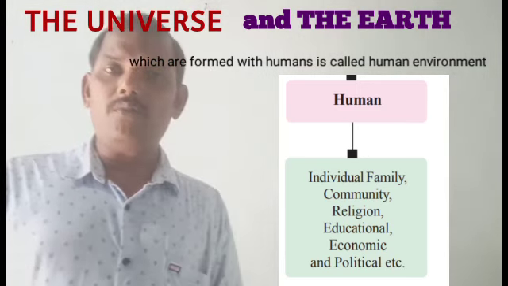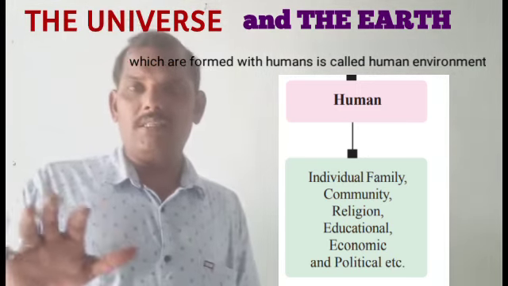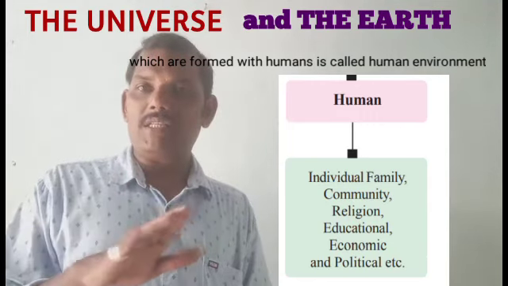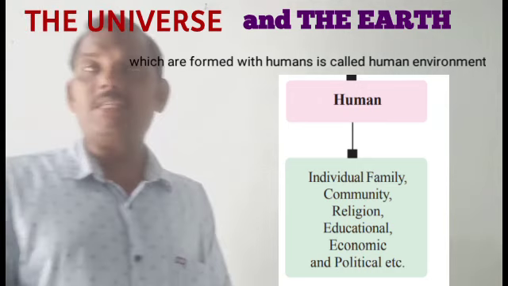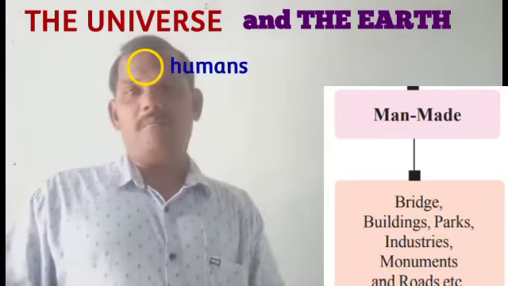What are the parts of the human environment? Religious system, individual family system, political, economic, these are all the systems in the human environment. And the next one is the man-made environment.